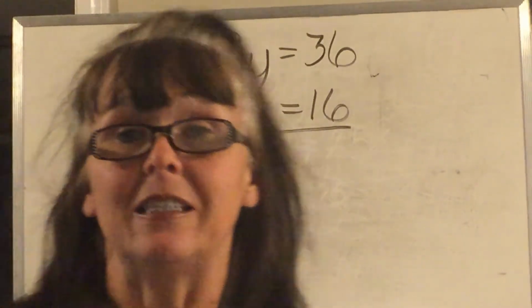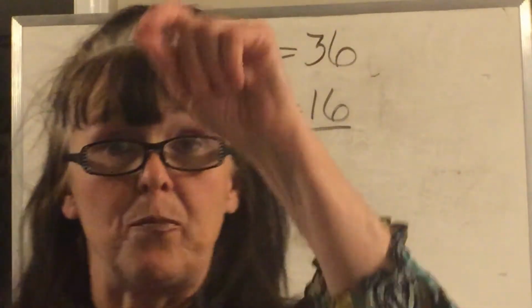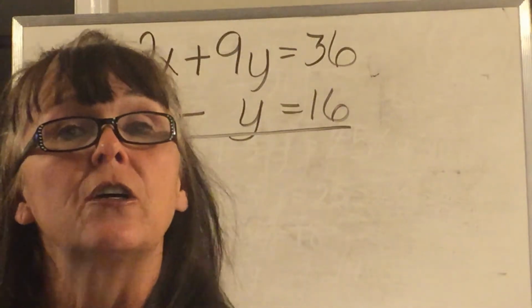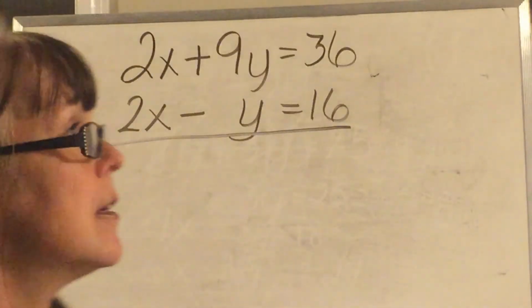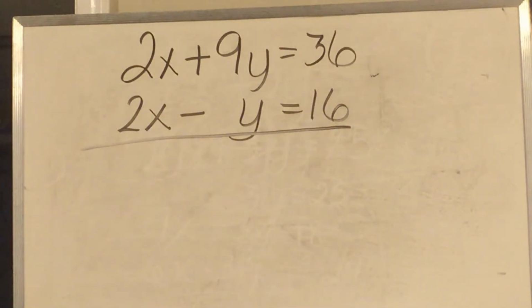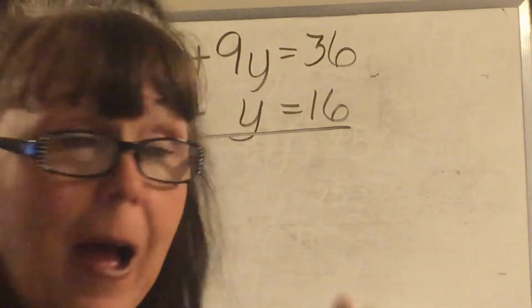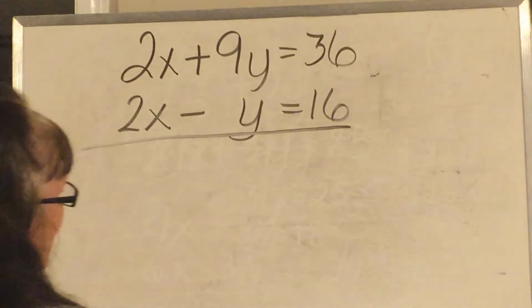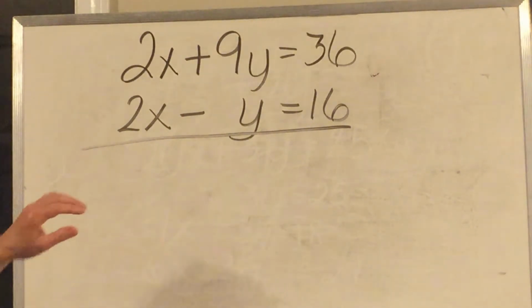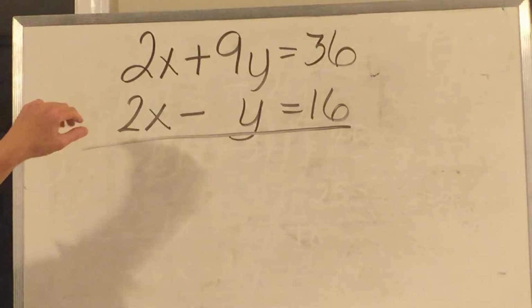I call it the opposite method because that's how you start off. You try to get opposites. Positive 9y, negative 9y, positive 2, negative 2. But I want you to notice what the problem looks like. Well, you've got two equations and two different variables. That's what an elimination problem usually looks like. Now, which way do I want to go? Well, either way is going to be easy.